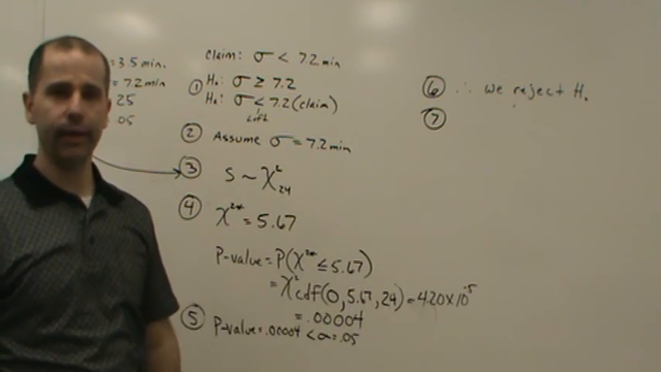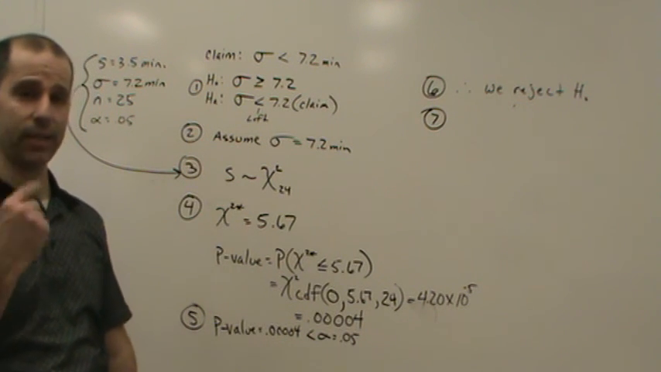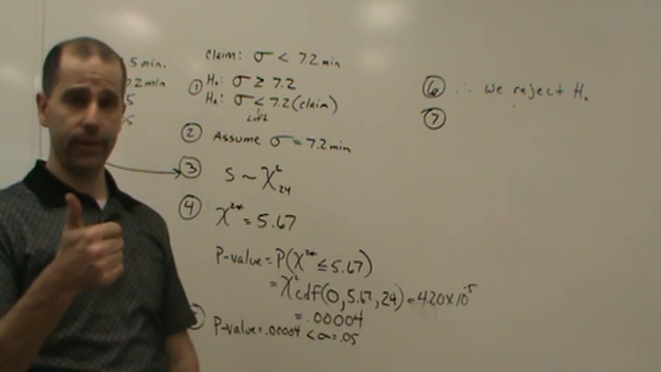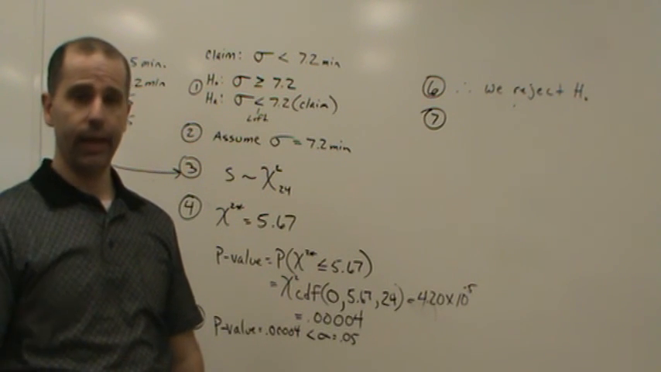Next time we're going to start the three main chi-squared tests: the goodness of fit test, the test for independence, and the test for homogeneity.